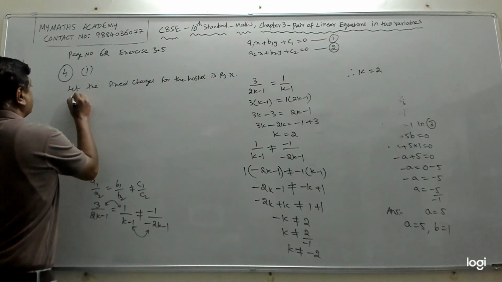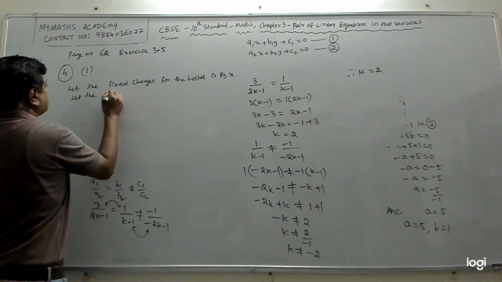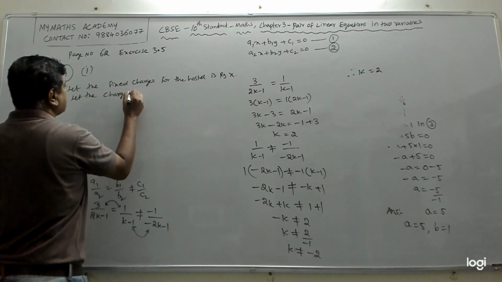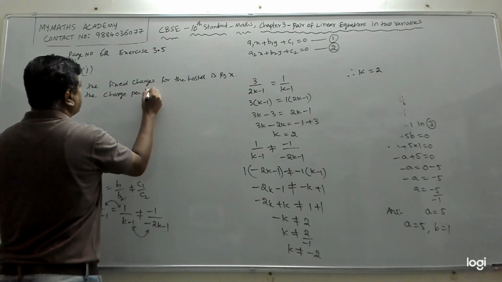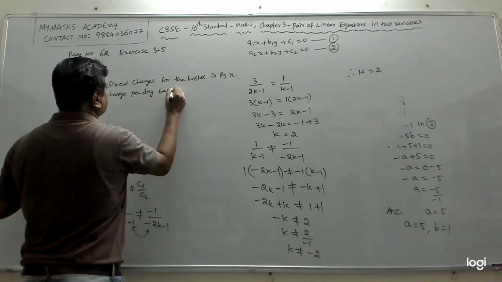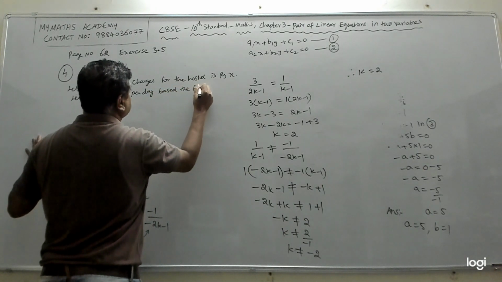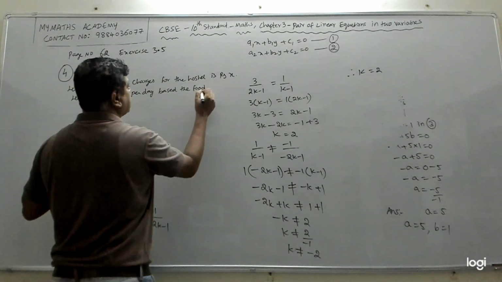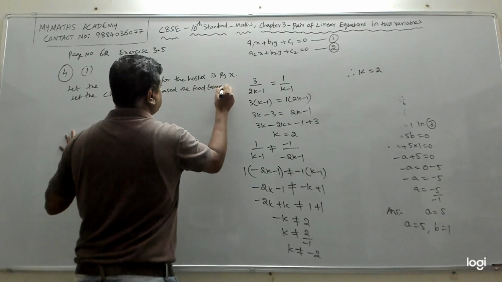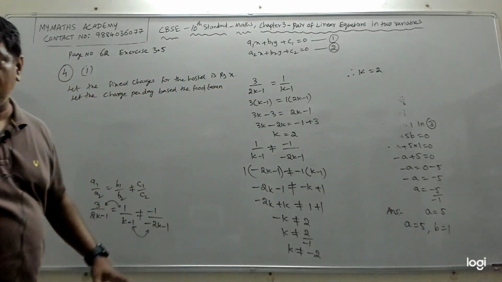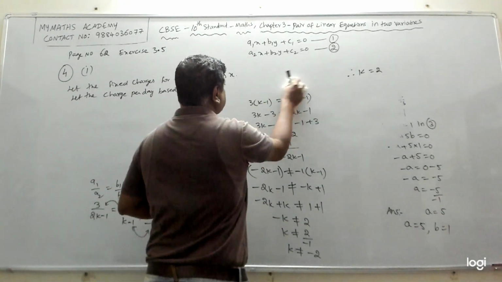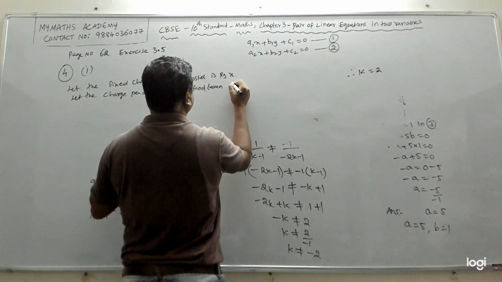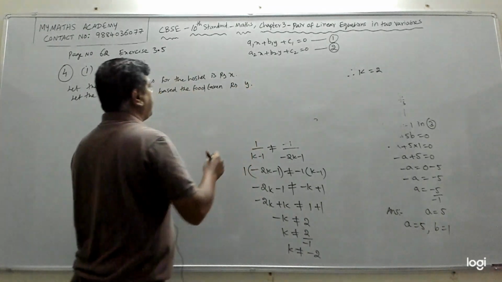Then let the charge per day based on the food taken be y. Which means if you eat food you'll have to pay based on the number of days you have eaten. That is, based on per day how much you have taken the food, so that is rupees y, right?